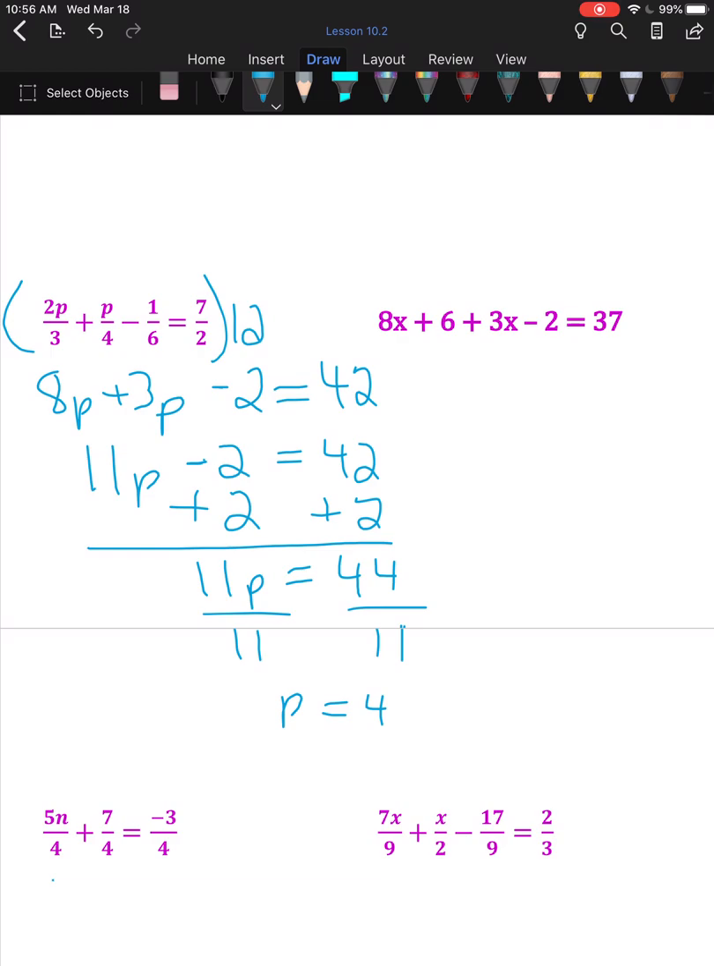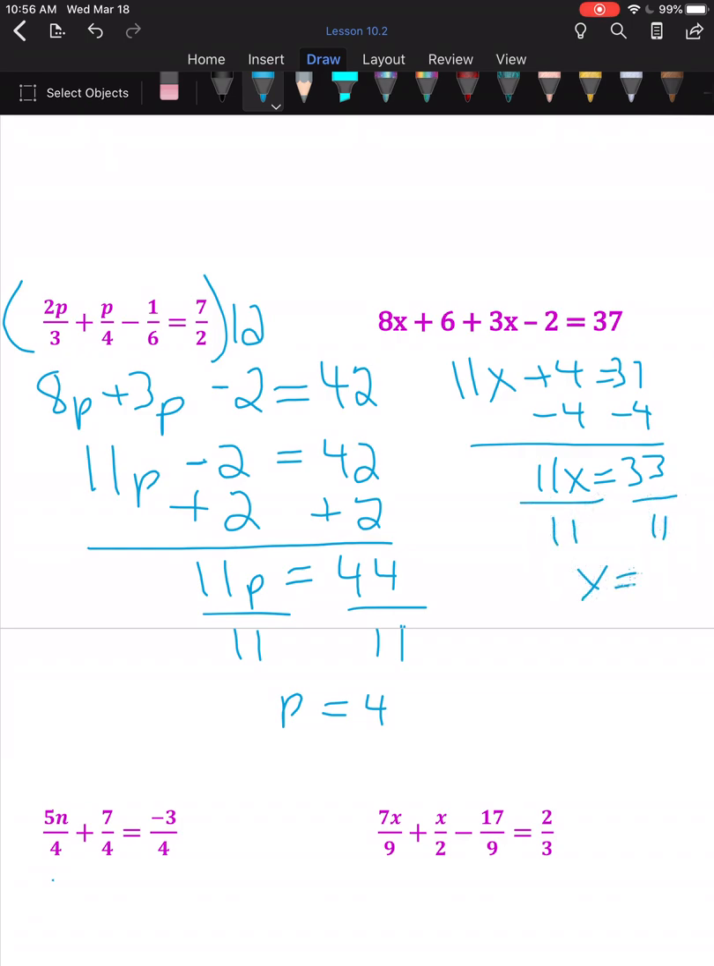I invite you to pause the video and attempt this next example by yourself. It's just combining like terms. So when I combine those like terms, I'm going to have 11x. I'm going to have a positive 4. And that equals 37. I will subtract 4 from both sides to get 11x equals 33. And I will divide both sides by 11 to get x equals 3.